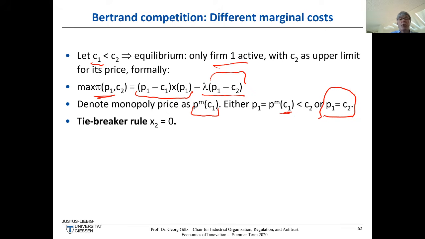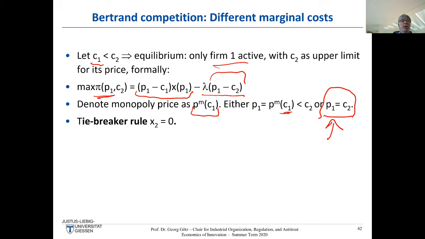Okay, so the point is here, what we assume in particular with respect to P1 equal to C2, typically we would say, okay, you get the whole market only if you charge slightly less than your rival, so maybe C2 minus some epsilon, minus some small value.